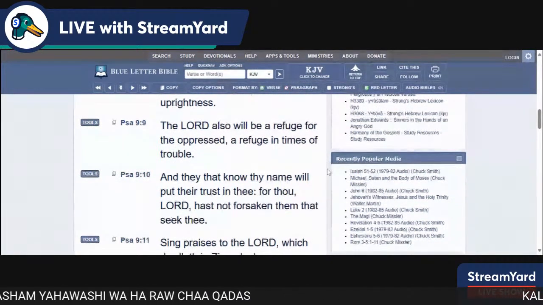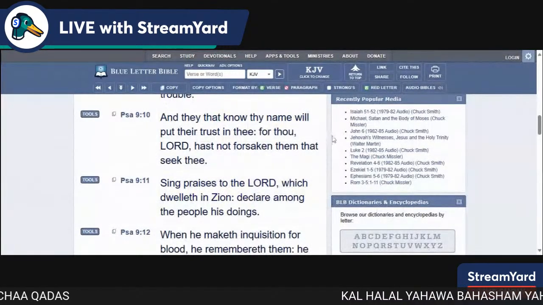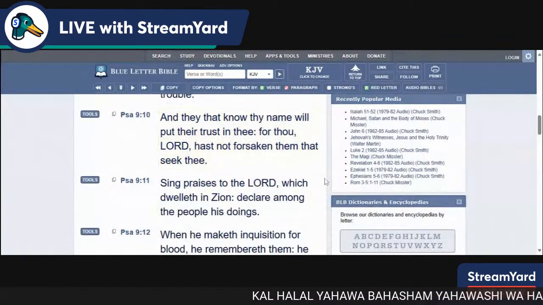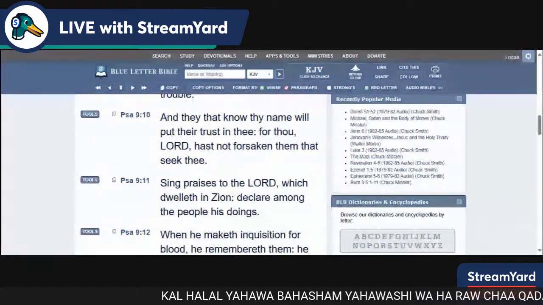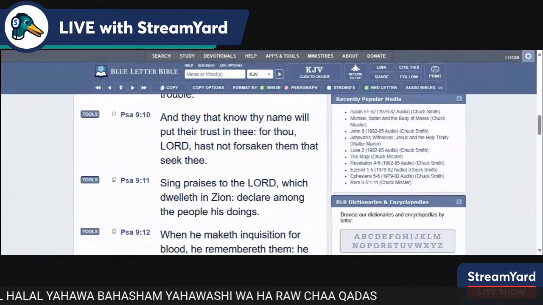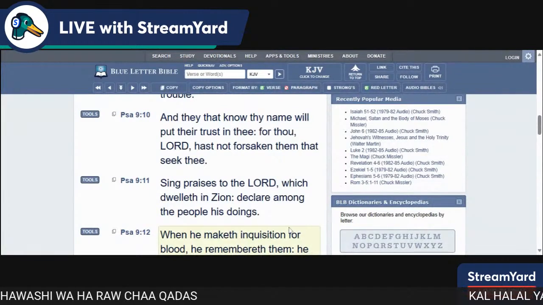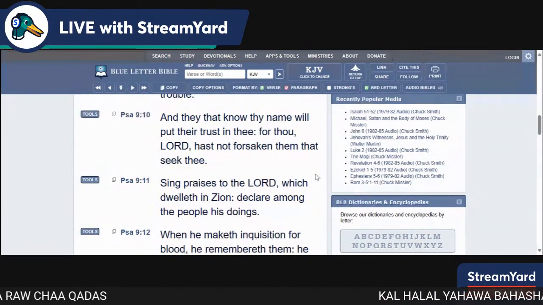And they that know thy name will put their trust in thee, for thou, Lord, hast not forsaken them that seek thee. And that's the elect. They're the only ones that's receiving the gospel, accepting the Lord as the report says and describes him to be.